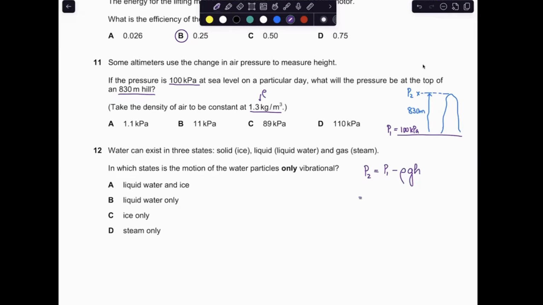So P1 is 100,000 Pascal minus rho, which is 1.3, and then G into H, it moves up by 830 meters. So that's going to be 89,425. And we can just say it's about 89,000 Pascal. And with the prefix K, it will be 89 kilopascal.